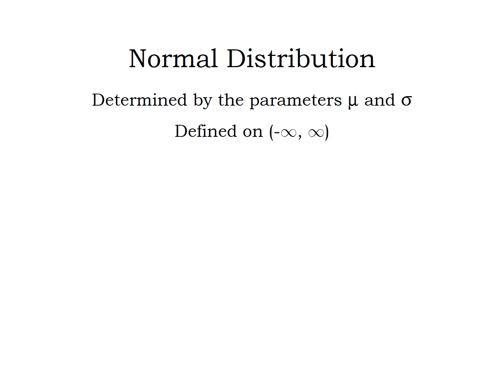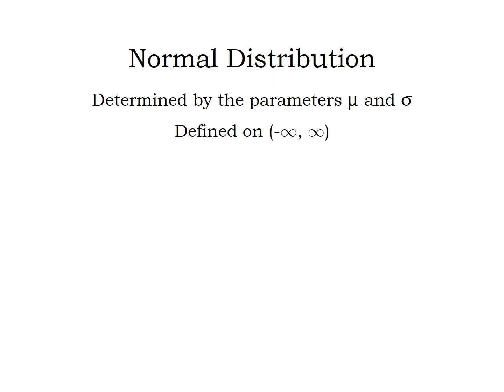Now, normal distributions are defined on the interval from negative to positive infinity. So our values can literally be any real number between negative and positive infinity. So the possible values of mu would also be any number between negative and positive infinity.